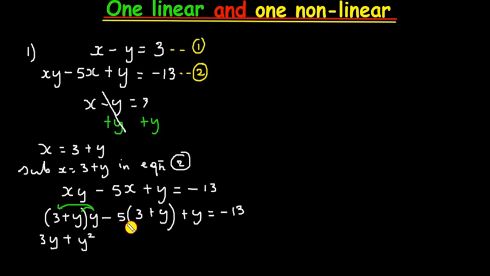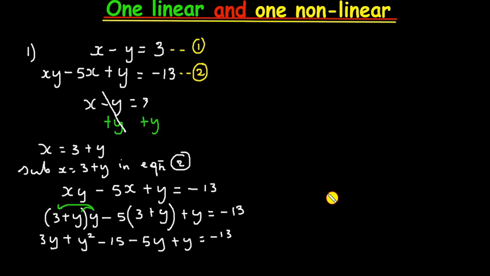What else do we do here? We distribute minus 5 to both of the terms we have in the brackets, 3 plus y. So minus 5 multiplied by 3 will give us minus 15. And minus 5 times a positive y will give us minus 5y. And we simply write the rest of the things that we see there, plus y equal to negative 13. Good. That's it. So what do we do next?